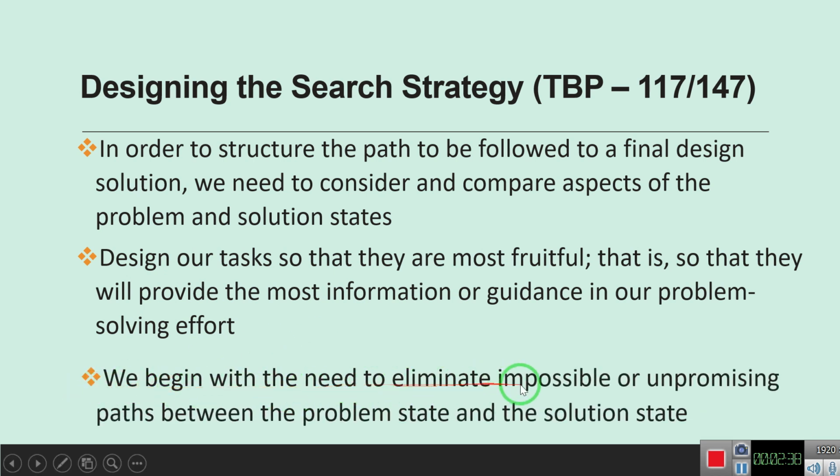We begin with the need to eliminate impossible or unpromising paths between the problem state and the solution state. Means once we set this path, the steps which have to be followed to get the solution state, some steps can be eliminated which are not able to be covered or followed. You have to remove those which are unpromising and impossible. We'll study in depth in the future how to eliminate and what are those unpromising paths. Okay, these are the items in search strategy.